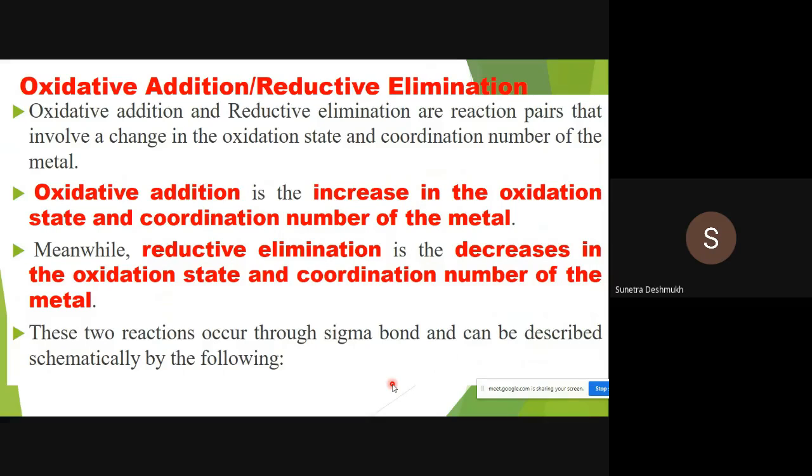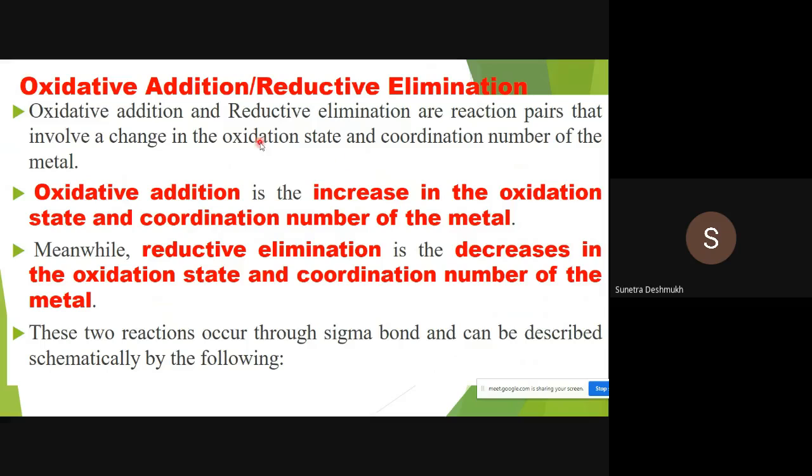Okay, so in any reaction, Suzuki cross coupling, Heck coupling, Negishi, Fukuyama, Kumada, you can find oxidative addition as the first step and reductive elimination as the last step. So oxidative addition and reductive elimination are a reaction pair that involves a change in the oxidation state and coordination number of the metal. Here only the transition metal changes its oxidation state and coordination number.